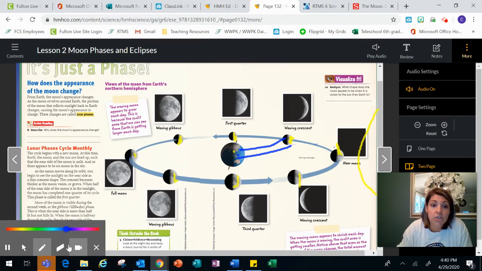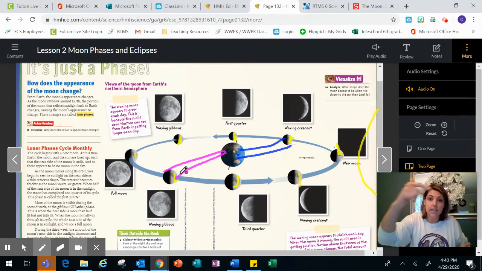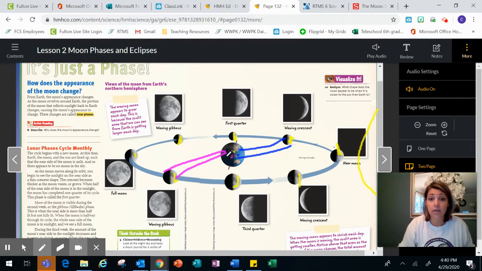Now from this position, if we looked out, let's go ahead and use, I don't know, pink. If we were to look out at the moon from here, we would see the shiny part. Like you have to imagine you're looking at it like this. Imagine if you're here on Earth looking out, the shiny part would be on the left now. So this is your waning gibbous, and you have your dark part here, waning gibbous.